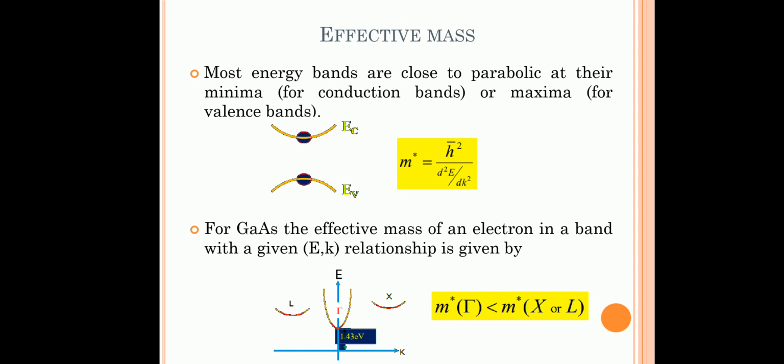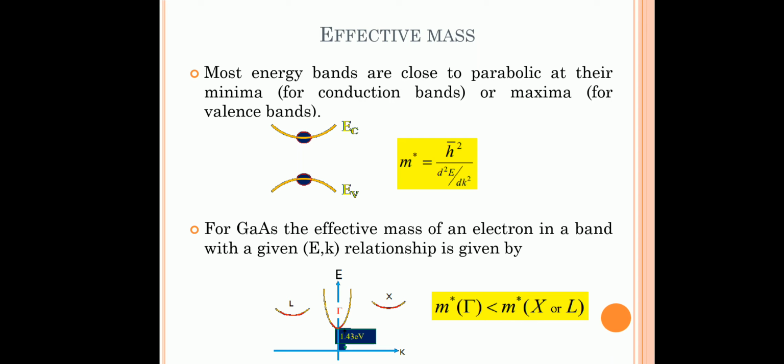So we said that most energy bands are close to parabolic at their minima for the conduction band or maxima for the valence band. So this effective mass m star is represented as h square by d square E by dk square. So that is the effective mass. We said that the electron mass is inversely related to the curvature of the Ek relationship. So we can take an example for that.